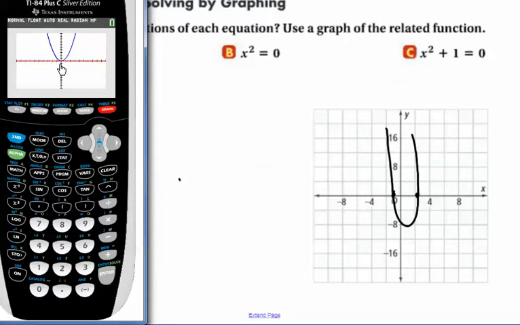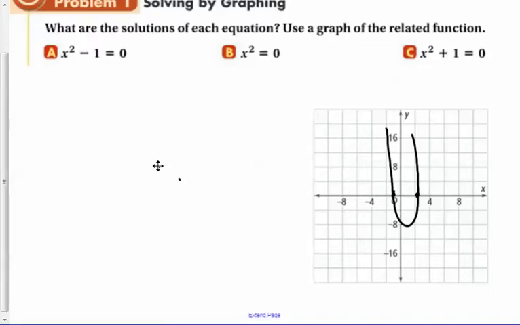If I look at the last one, x squared plus 1, and I say where it crosses the x-axis, plus 1, and I hit graph, I can see that this guy does not come in contact with the x-axis, so that means it has no solutions. All right, so that's what it looks like graphically.